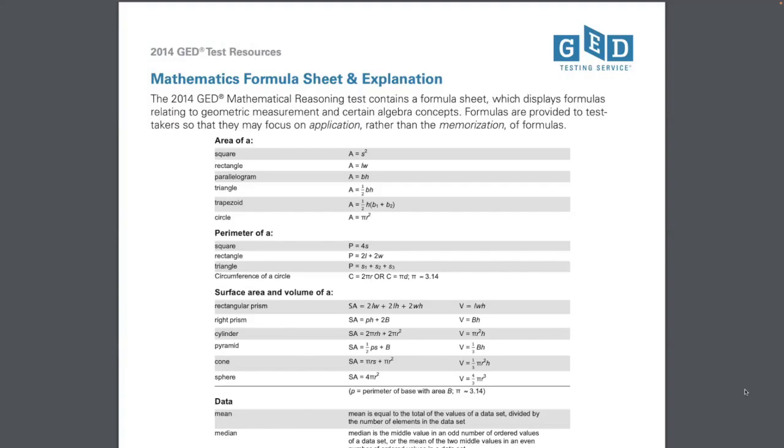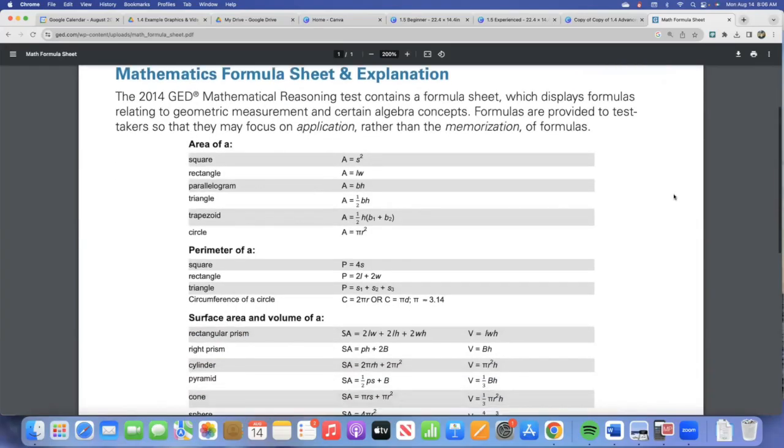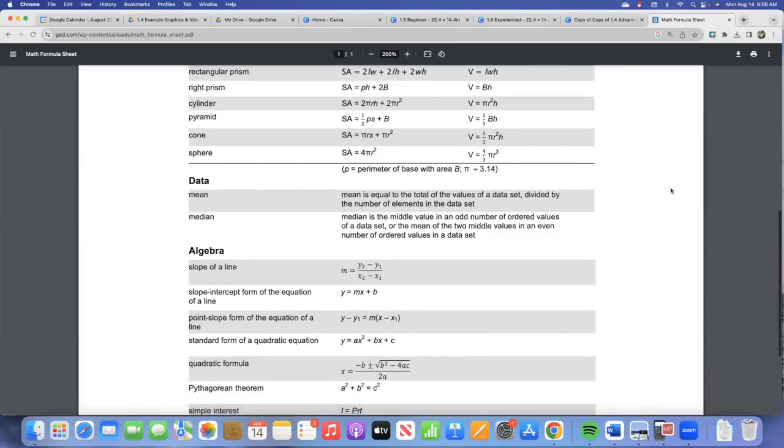So this is the formula sheet you'll get when you're taking the GED math test. And a lot of students don't look past the first half that has the geometry formulas, but keep scrolling and you'll see that there's some other interesting formulas here. If you look in the middle of the formula sheet, you'll see a little section called data, and right under data, there's mean and median.